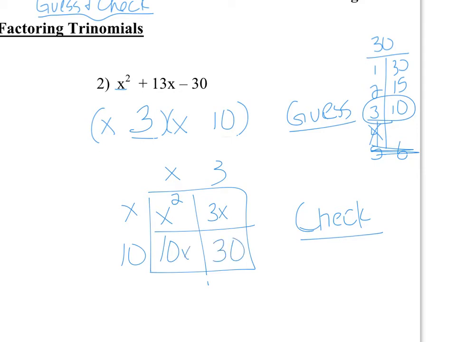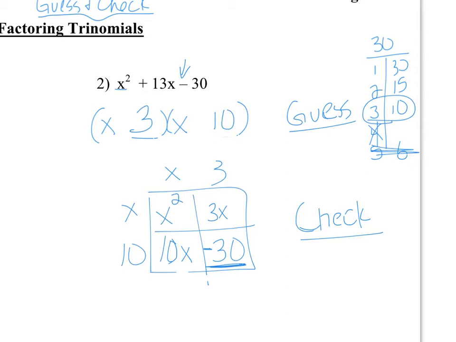Okay, so if I add 3x and 10x, I get positive 13. Awesome. So it seems like a good thing for us, because that is a positive 13. All right, let's see if it works, though. The final check that you always have to do is make sure the two numbers multiplied together give you the correct thing. And in this case, this is supposed to be a negative 30. Okay, that's what we need.